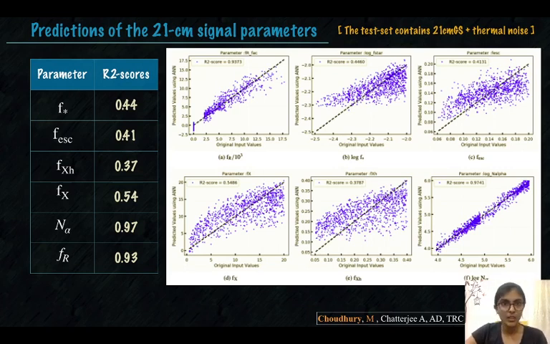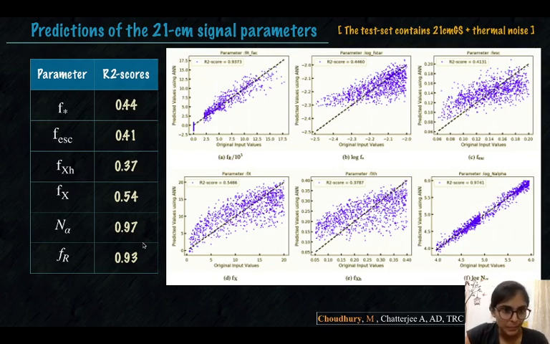So when we train a neural network using this particular set of signals, both 1 and 2, and we predict the parameters, we choose the metric to be an R2 score, which gives us a measure of how well our predictions match their true values. We see that the R2 scores vary between 3.37 to 97%. This is the case where we have estimated individual parameters.